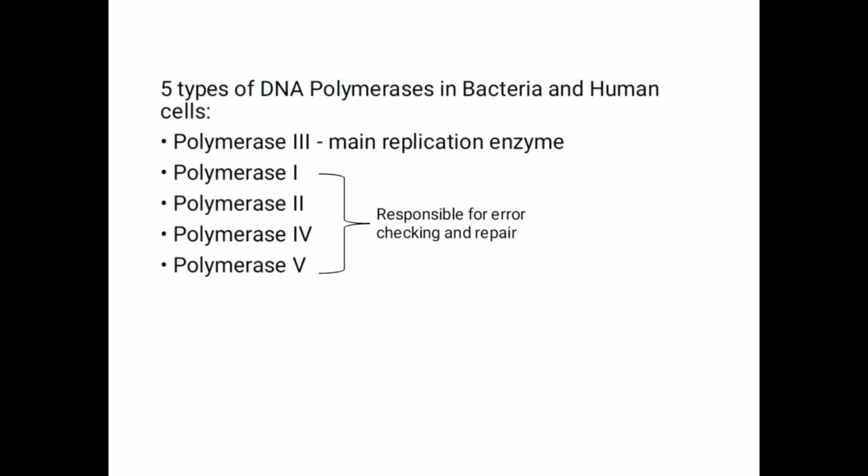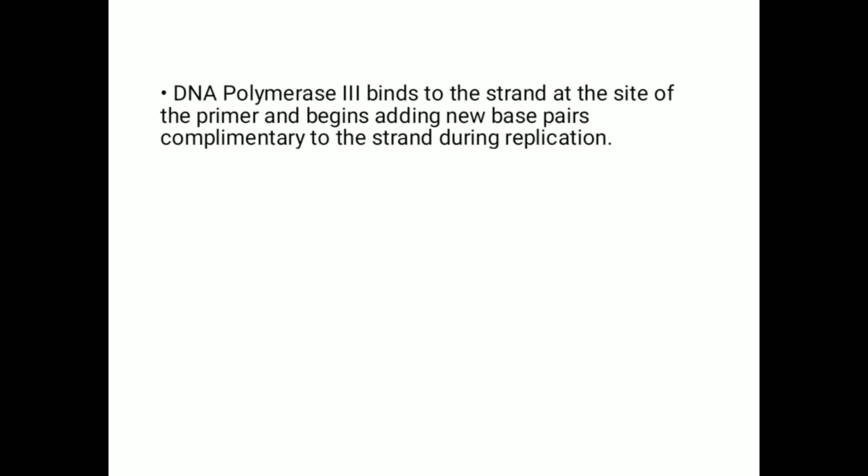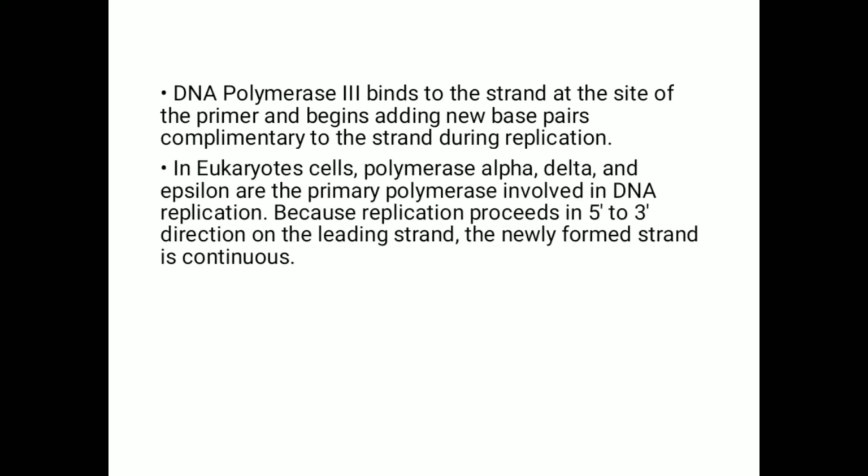Back in the process, DNA polymerase III binds to the strand at the site of the primer and begins adding new base pairs complementary to the strand during replication. In eukaryote cells, polymerase alpha, delta, and epsilon are the primary polymerases involved in DNA replication. Because replication proceeds in the 5' to 3' direction on the leading strand, the newly formed strand is continuous.